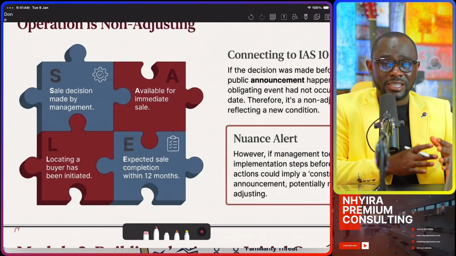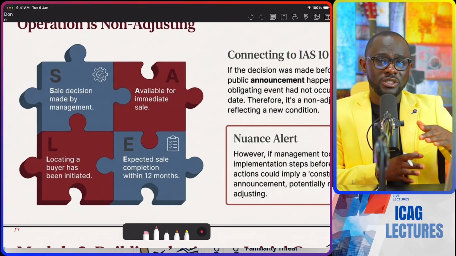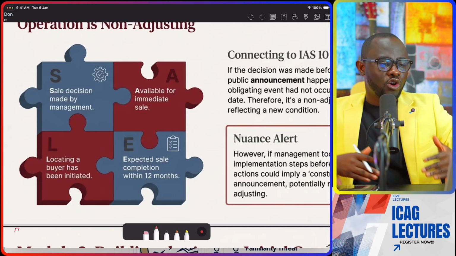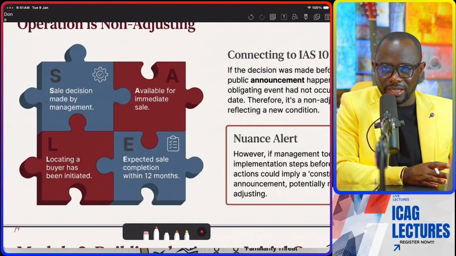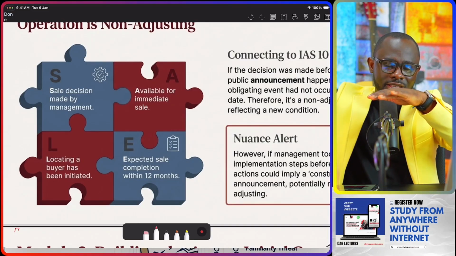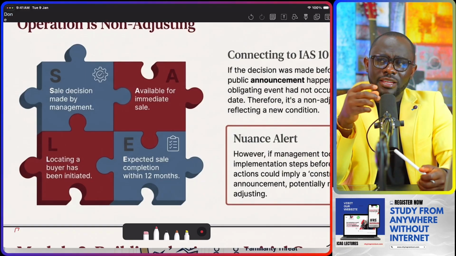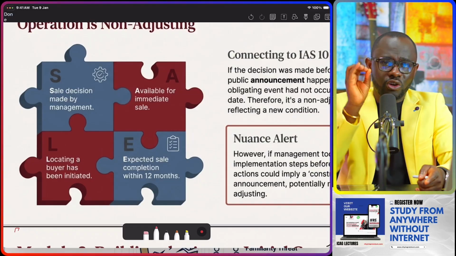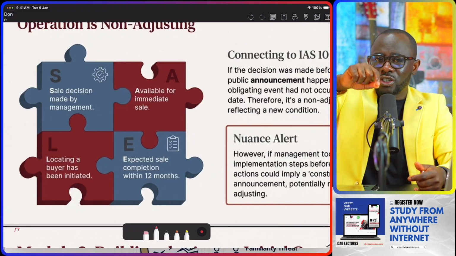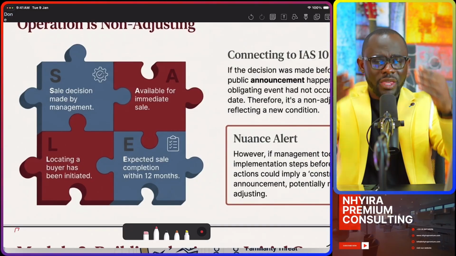If at the reporting date, management has made a decision for the sale, the asset has been put in a saleable condition, management has advertised this, then the condition has been met at the reporting date, so we can recognize it. And this is also tied into IAS 37, provisions, contingent liabilities, contingent assets. So can an entity make a provision for a discontinued operation in accordance with IAS 37? If the announcement for the discontinued operation was done after the end of the year, it depends. So let me give you an example.